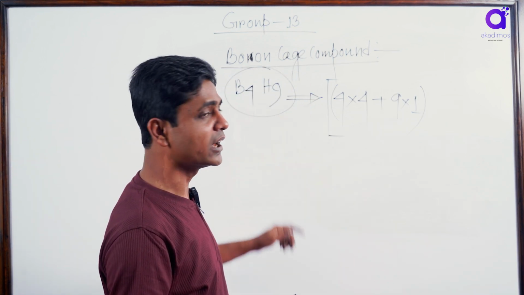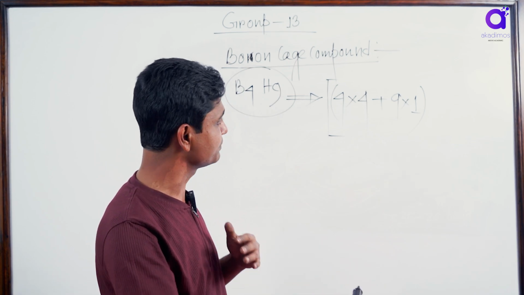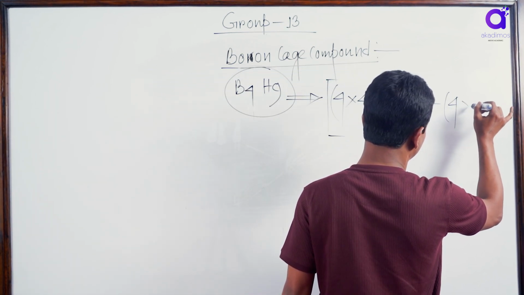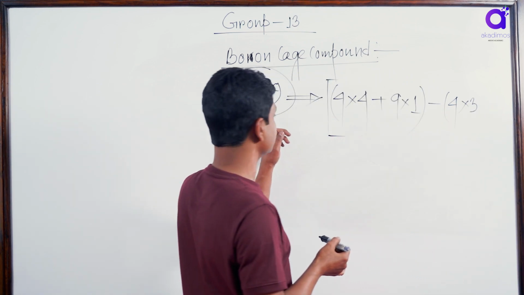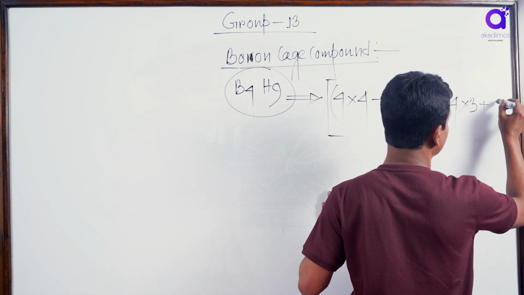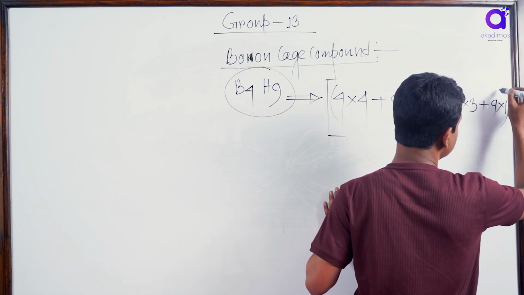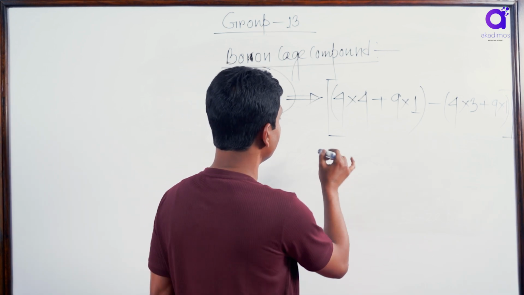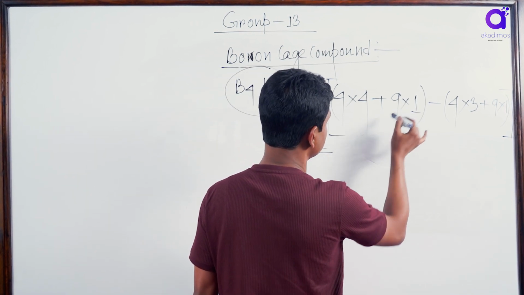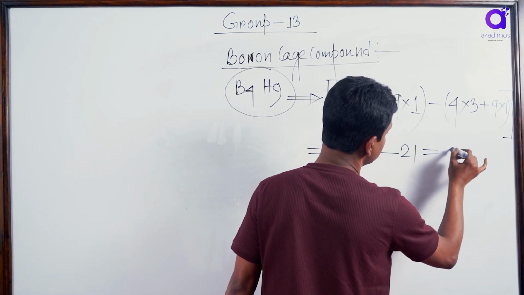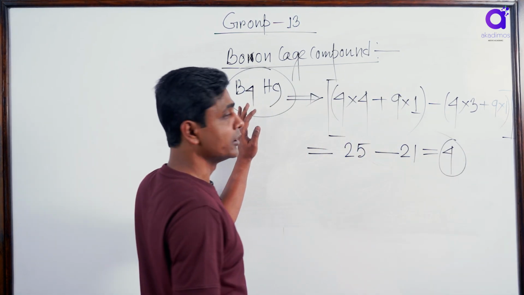Now I will count the number of available electrons that can participate to form bonds. Each boron has 3 electrons that can form bonds, and each hydrogen has 1 electron, 9 into 1. The difference of these two is the number of bridge bonds present in the borane. The difference: 16 plus 9 is 25, minus 21, that is 4 bridge bonds present.